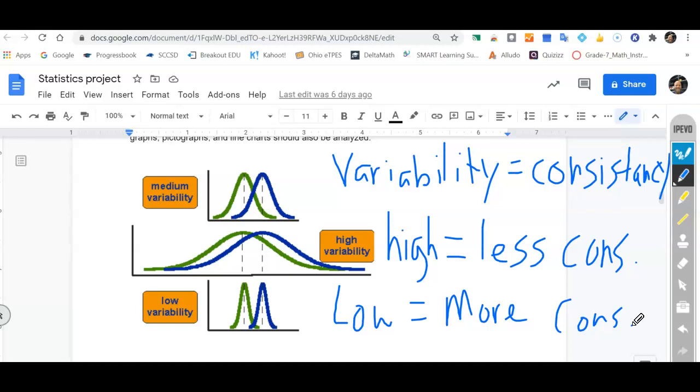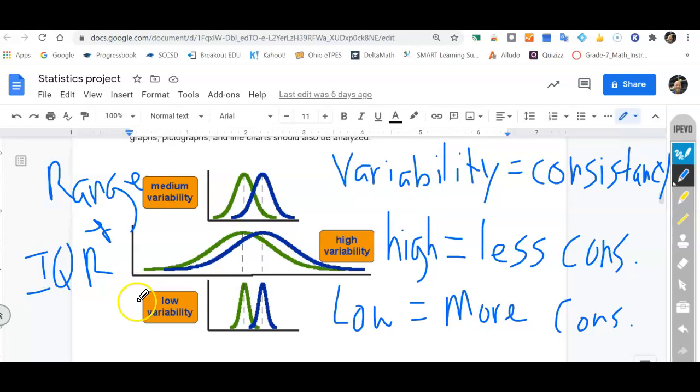So today we would measure variability by calculating the range and the interquartile range. All right. So those are the two numbers we're going to be looking at and then deciding whether things are consistent or less consistent, based on their variability.